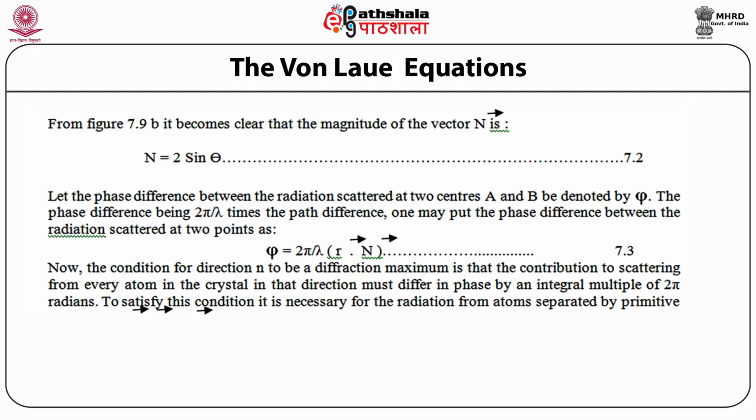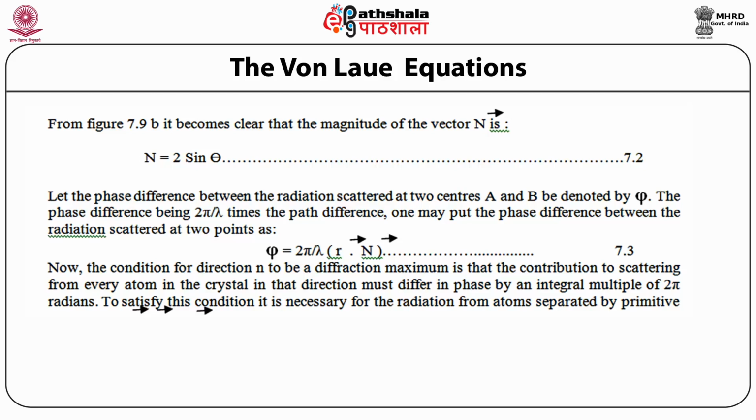Let the phase difference between the radiation scattered at the two centers, capital A and capital B, be denoted by phi. The phase difference is 2 pi by lambda times the path difference. One may put the phase difference between the radiation scattered at the two points as phi equal to 2 pi by lambda times R vector dot N vector. We shall call this equation number 7.3.